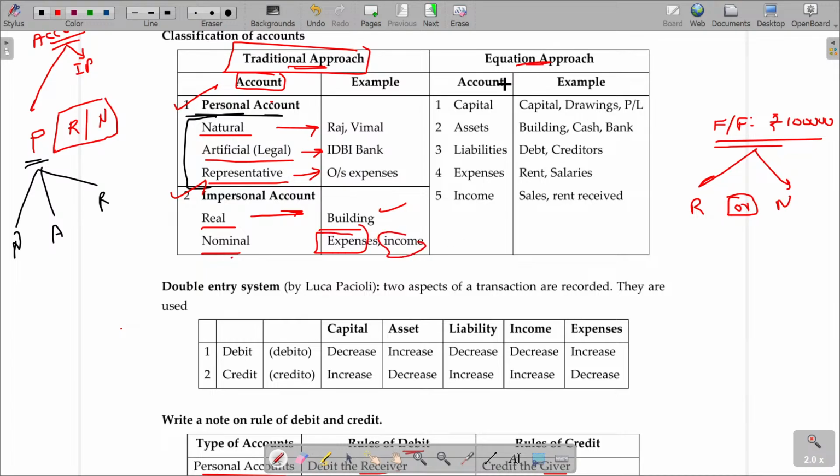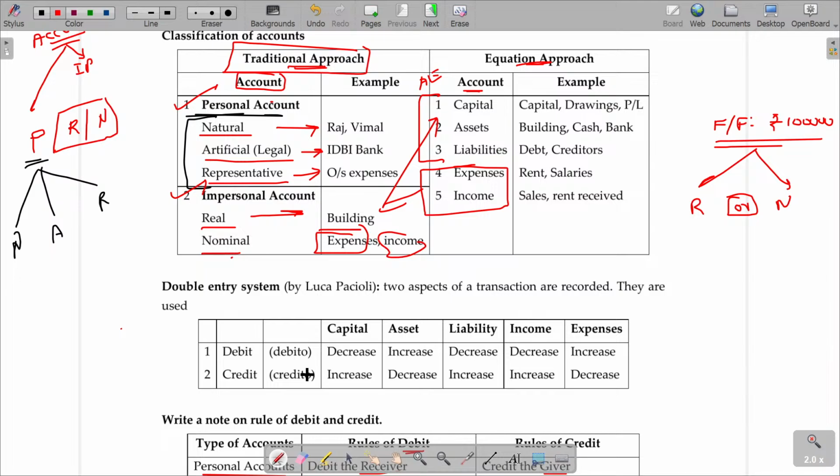Accounting equation approach. In this, accounts will be classifiable into three: capital, assets and liabilities. These three make up the accounting equation approach, right? Apart from that, we have the expenses and income. Those expenses and income will ultimately have an impact on the capital only. You understand? So capital, assets, liabilities, expenses and income. Under the equation approach, whatever the transaction may be, automatically you can adjust and prepare the final balance sheet easily. That's the advantage of the accounting equation.